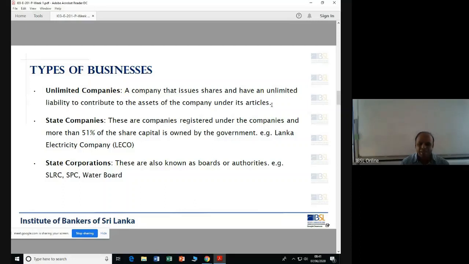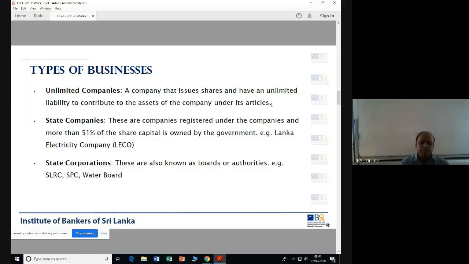Okay, so it's very clear that the two major types of companies are limited companies and unlimited companies. Limited companies are where their liability is limited to the extent of the assets held by the company, and unlimited companies are companies where the liability is unlimited to contribute to the assets of the company. Again, that is also under its articles. So according to the articles of association, a company will not have both. It has to be either a limited company or an unlimited company.